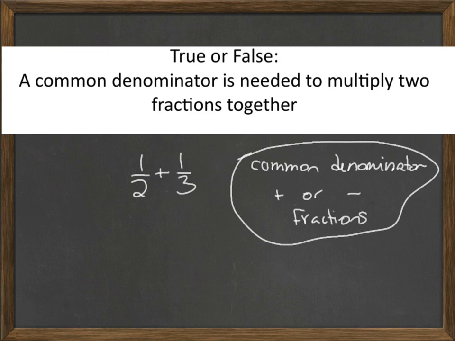Remember, with multiplying, let's put this back and make it back into a multiplication problem. To multiply 1/2 times 1/3, it's really simple. All we do is multiply across. 1 times 1 is 1, 2 times 3 is 6. So the final answer is false. That's a common misconception, especially after you learn how to add and subtract fractions. Then you get confused with the process of multiplying fractions.